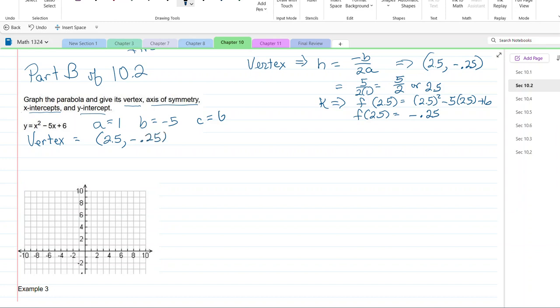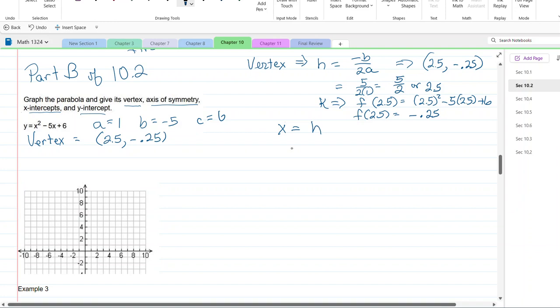All right, now it wants the axis of symmetry. Well, that means that I have x equals h. So x equals the 2.5 is my axis of symmetry.